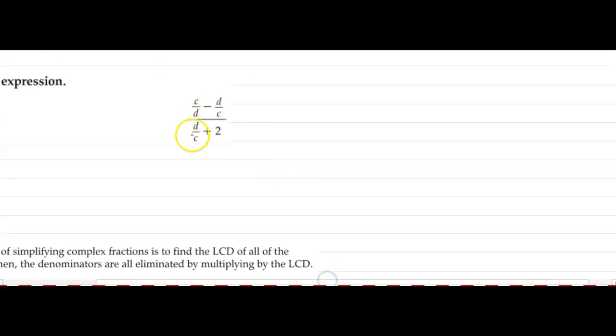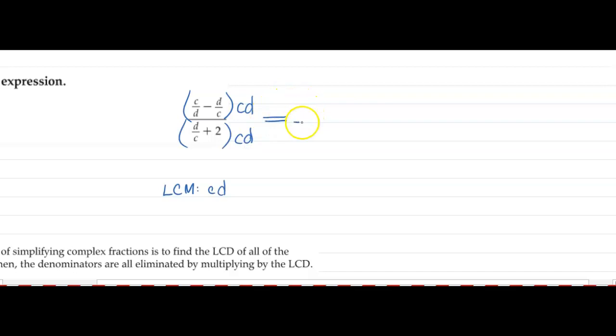Let's try this one together. See, we have a factor of c. We have a factor of d. So we want to multiply by both of those. Multiply the numerator and the denominator by that least common multiple. And when I do that, CD times C over D, again, it's okay to write it out so that you can see how they cancel. Gives me just C squared.